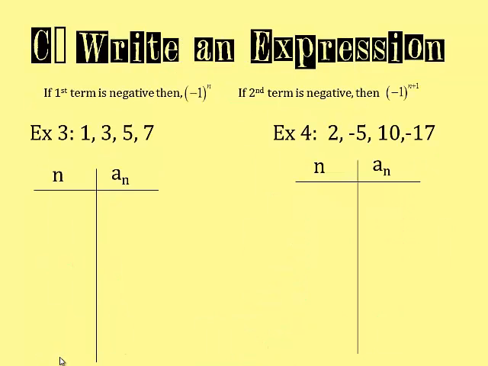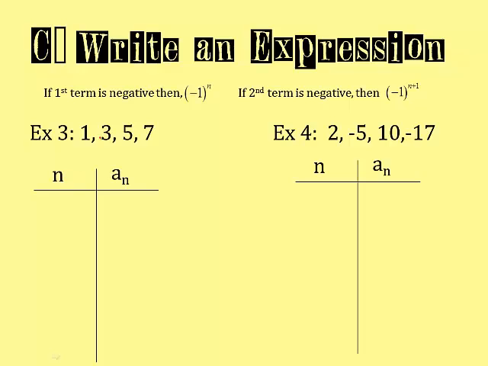Write an expression. Okay, so what you've been given so far is the expression. You had to write the list of numbers. Now we're reversing it. You're given the list of numbers. You have to write the expression. So you're going to keep that alternating signs thing in the back of your mind. Look at your list, like on example 3 here. There are no alternating signs. It's staying all positive. So I don't have to mess with that little part.